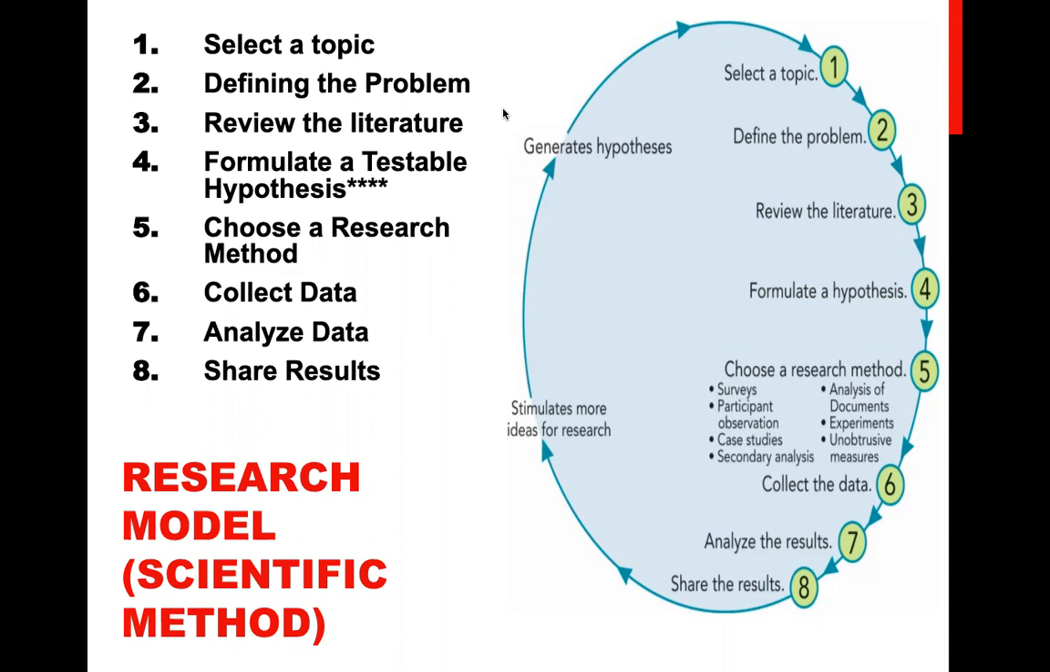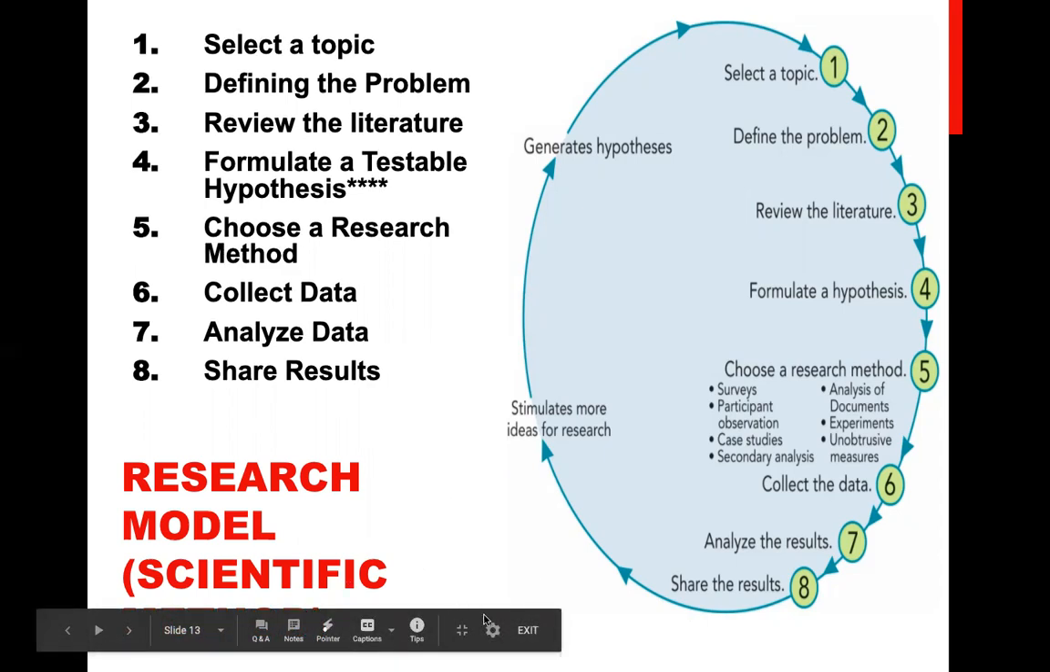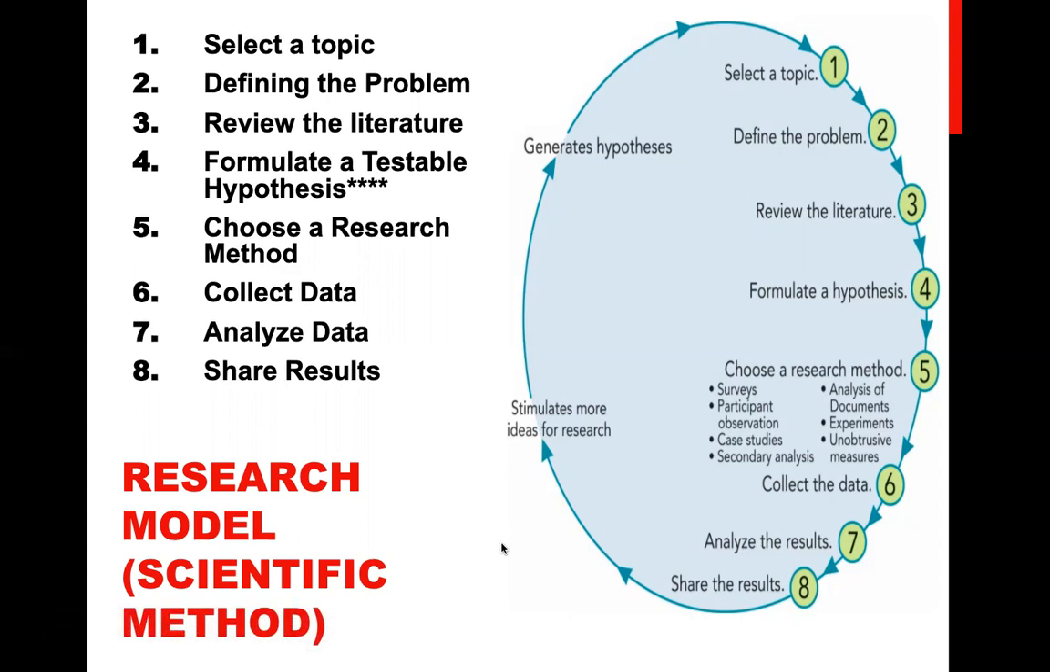Now, what I do want to emphasize here, as you can see in my little list, is that step number 4, formulate a testable hypothesis, has a bunch of asterisks beside it. That's because depending on the type of research you're engaging in, you may not always do this step. And that's fine. That doesn't mean that you are not engaging in scientific research.